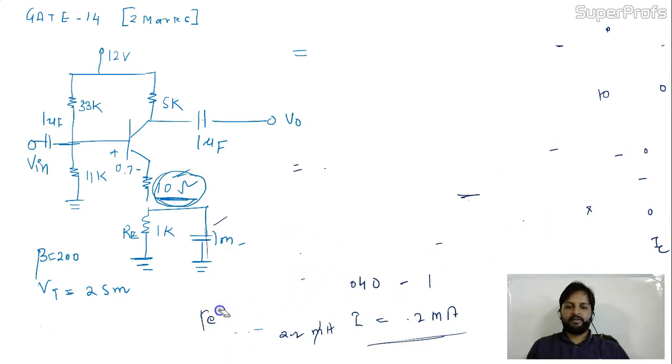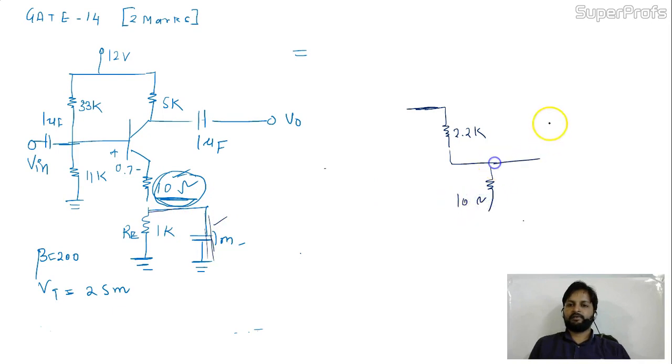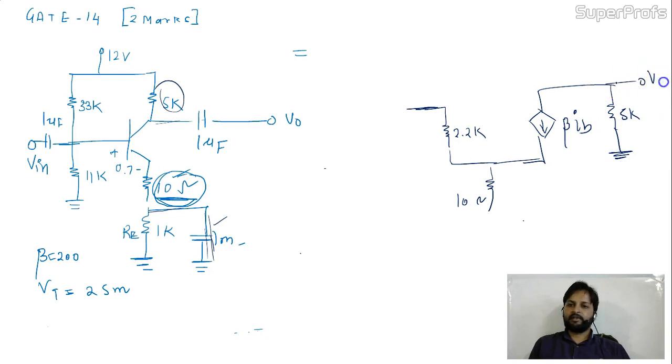So let me do it. Now the AC analysis for this. The AC analysis needs beta RE. We calculated it as 2.2K. In the AC analysis we make the DC part short, so this part will be over. Here it will be 10 ohm only. This will be connected with beta IB. This is beta IB, the collector, and the collector is connected with 5K up to ground. So this is 5K. Here I'm taking V0.